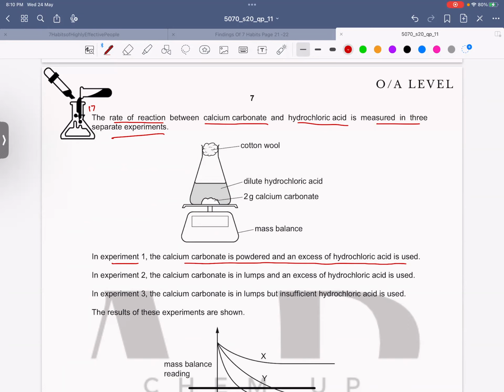And the rate is high because the calcium carbonate is powdered. The rate would be faster. In experiment 2, calcium carbonate is in lump and excess hydrochloric acid is used. So I can say experiment 1 is faster and experiment 2 is slower. In experiment 3, the calcium carbonate is in lump, but insufficient hydrochloric acid is used.